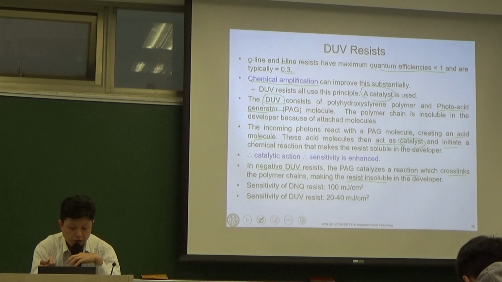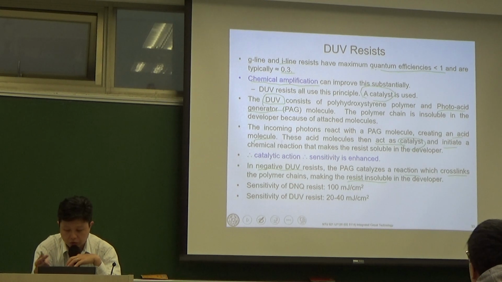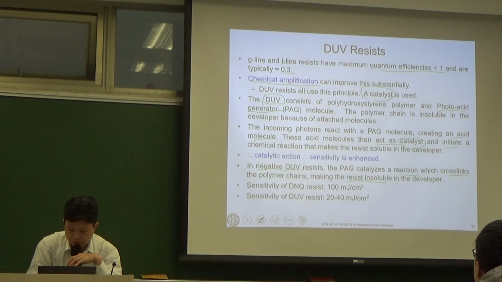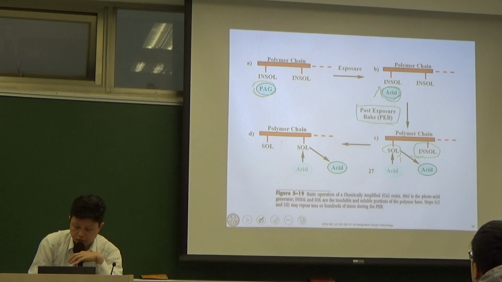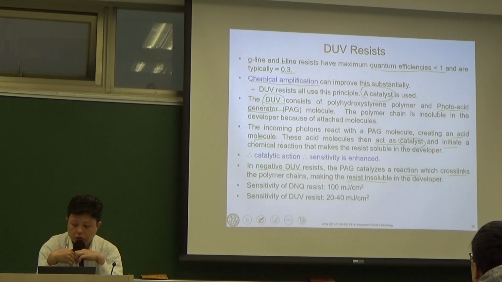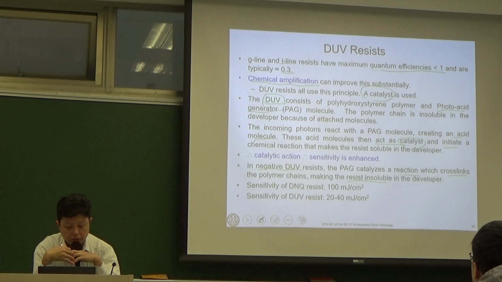So in the negative DUV, that does the opposite way, right? Previously this was explained in the positive resist, but for the negative, you create a cross-link of the polymer and make it even insoluble in the developer.